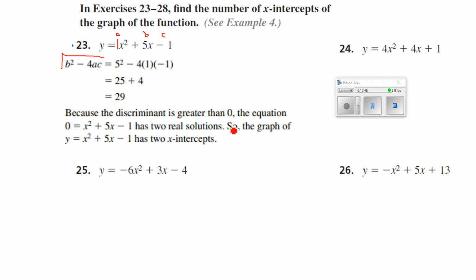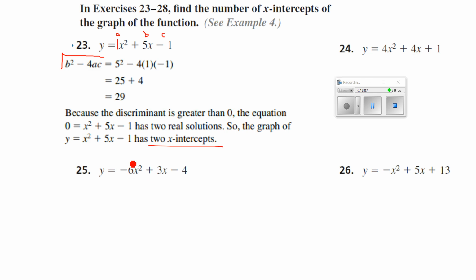All right, the discriminant is greater than 0, so the equation has two real solutions. So the graph of y equals x squared plus 5x minus 1 has two x-intercepts. Two solutions gives me two x-intercepts. All right, number 25.